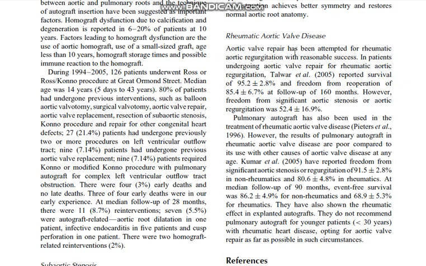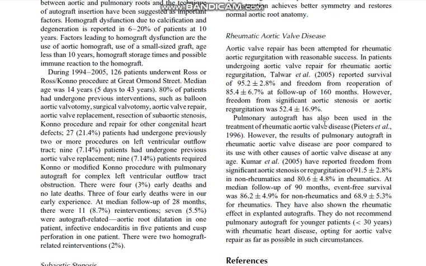Rheumatic aortic valve disease. Aortic valve repair has been attempted for rheumatic aortic regurgitation with reasonable success. In patients undergoing aortic valve repair for rheumatic aortic regurgitation, Talvar et al. reported survival of 95.2% and freedom from reoperation of 85% at follow-up of 160 months. However, freedom from significant aortic stenosis or aortic regurgitation was 52%.